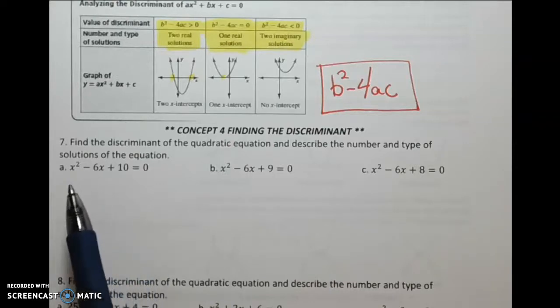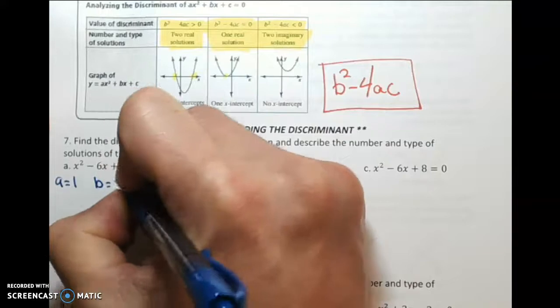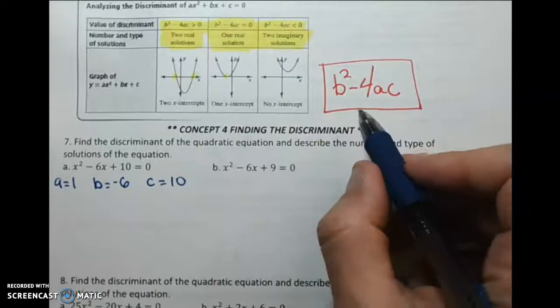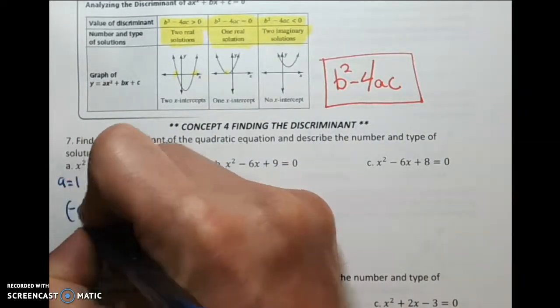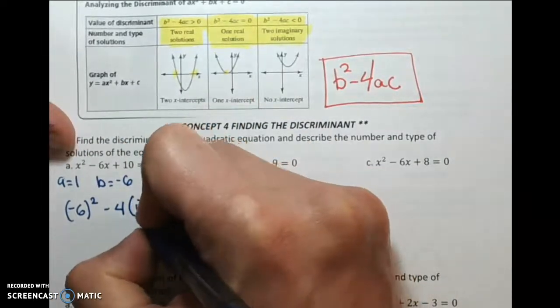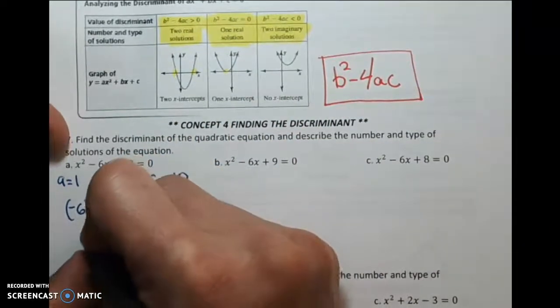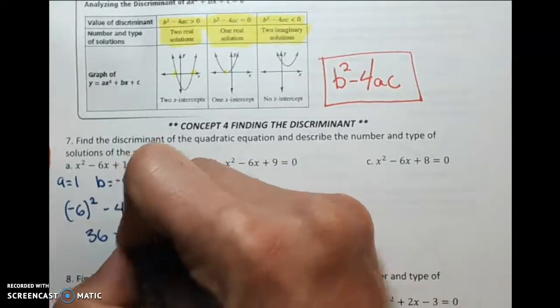So, number 7 says, find the discriminant of the equation and describe the number and the type of solutions of the equation. Alright, so what I'm going to do is label A being 1, B being negative 6, and C being 10, and throw it in this formula right here. So I have negative 6 squared, B squared, minus 4 times A, which is 1, times C, which is 10. And then I simplify. Negative 6 squared is 36. Negative 4 times 1 is negative 4, times 10 is negative 40.